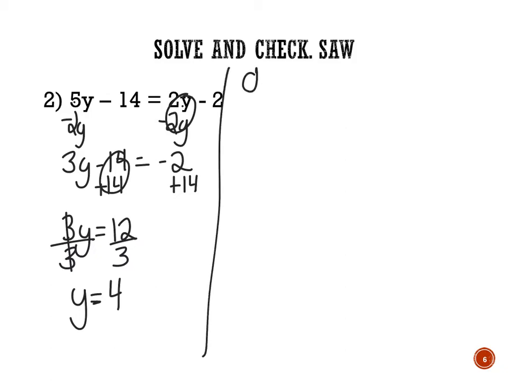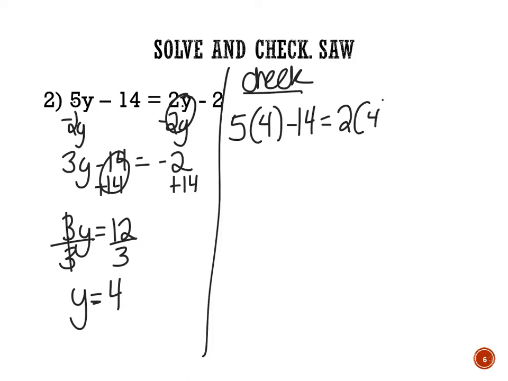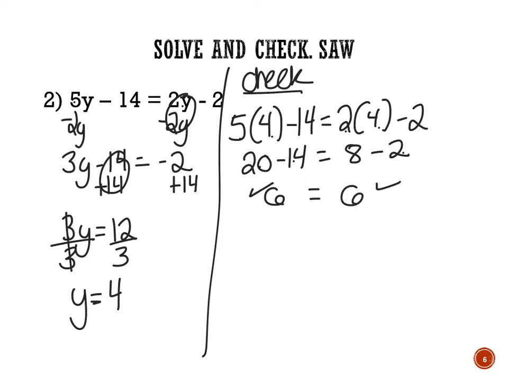Now to check. 5 times 4, we'll replace y with 4, minus 14 equals 2 times 4 minus 2. 5 times 4 equals 20, minus 14, and 20 minus 14 equals 6. 2 times 4 is 8. 8 minus 2 equals 6. Both sides of the equal sign are equal, so my answer, my unknown variable y equals 4.